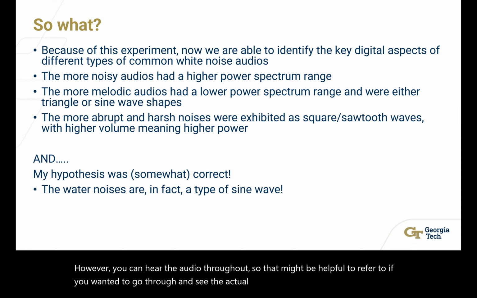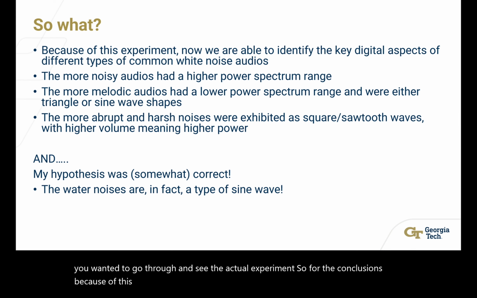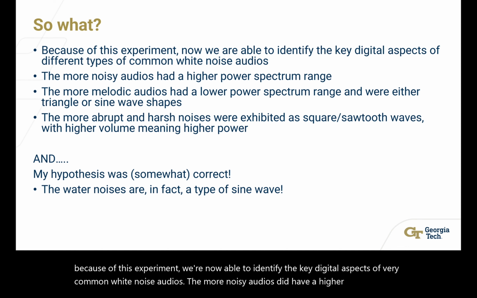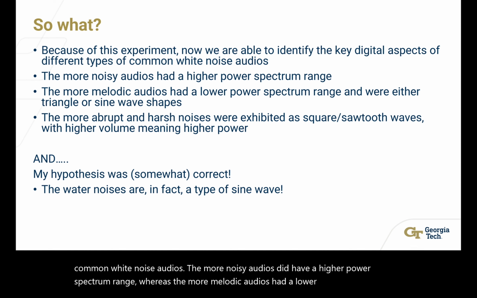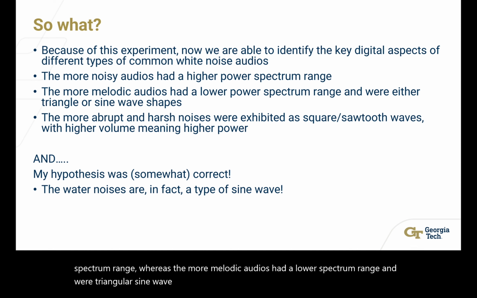So for the conclusions, because of this experiment, we're now able to identify the key digital aspects of very common white noise audios. The more noisy audios did have a higher power spectrum range, whereas the more melodic audios had a lower spectrum range and were triangle or sine wave shapes. Abrupt and harsh noises were exhibited as square and sawtooth waves, and all of these are within expectations.